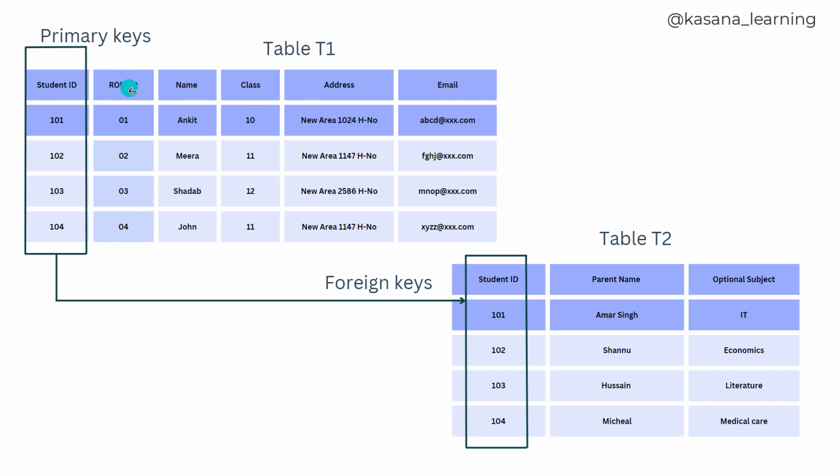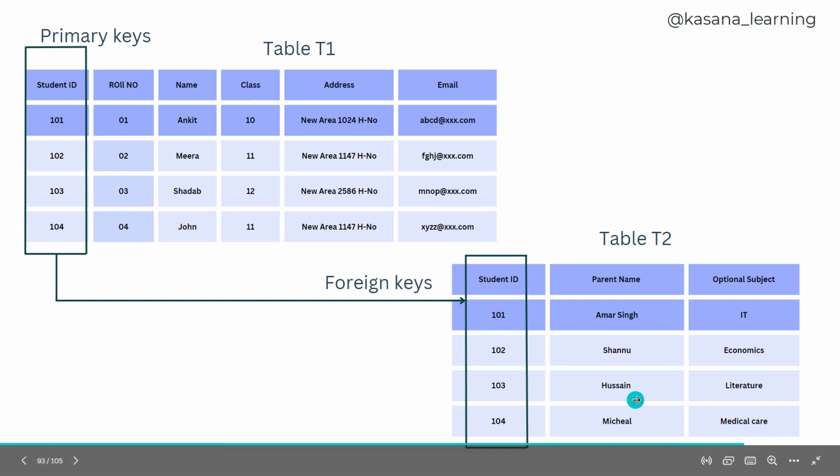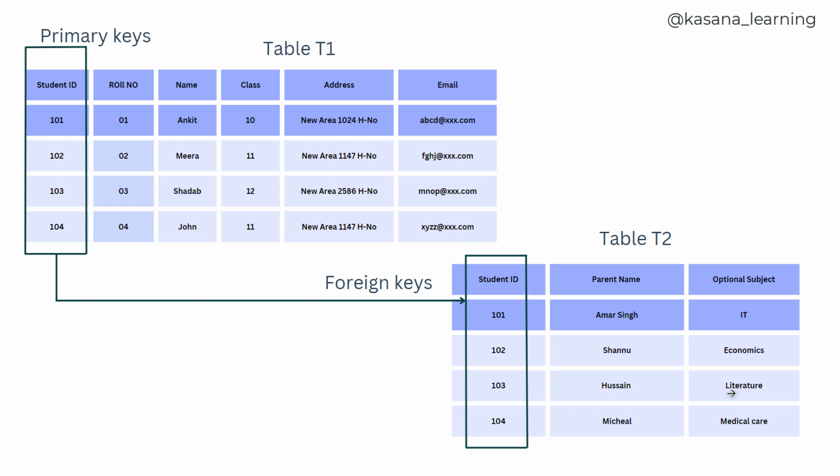Okay, we can take roll number because roll number is a candidate key, or we can take the email. So any candidate key can be taken as the foreign key. With the help of this foreign key, we would be able to get the data. Let us suppose we have to know the father's name of Shadab and his optional subject. We will look at his student ID, that is 103, and refer to 103, and we see here his father's name is Hussain and he has literature as his optional subject.